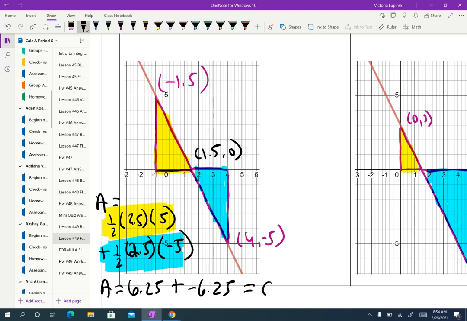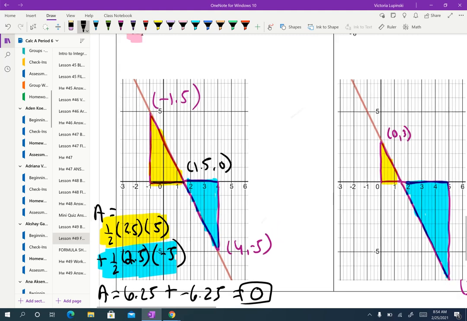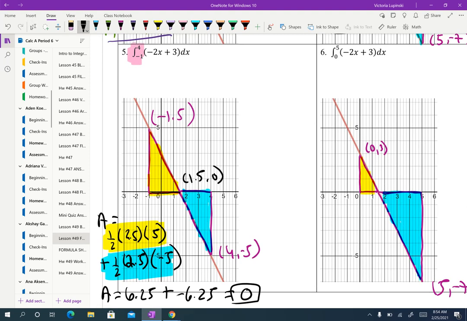And when you look at that, it turns out that it cancels out to be 0, which, again, if you look at it graphically speaking, should make sense because the area of the yellow is exactly equal to the area of the blue. So it should make sense that they should cancel out. And then let's just go ahead and make sure that it does so algebraically.